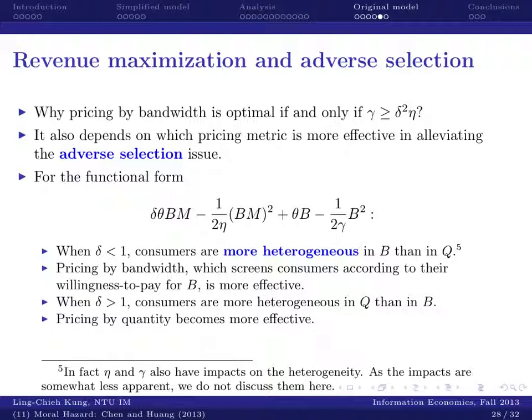So here we have adverse selection problems. We have two adverse selection problems, and even though they are somewhat correlated, when you can tackle one of them, intuitively, you tackle the one that is more serious.